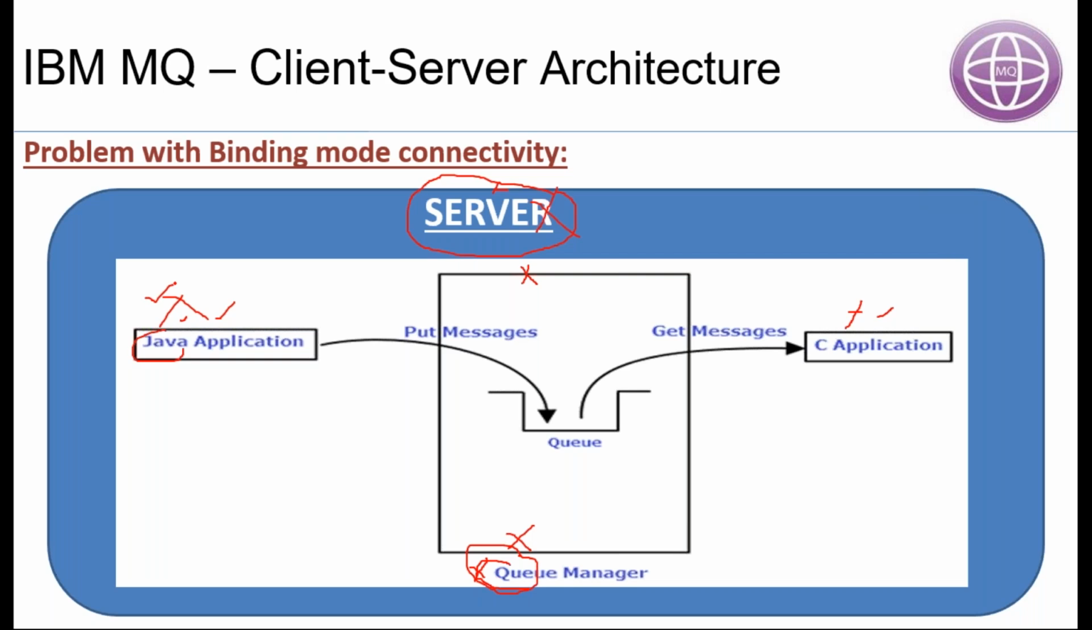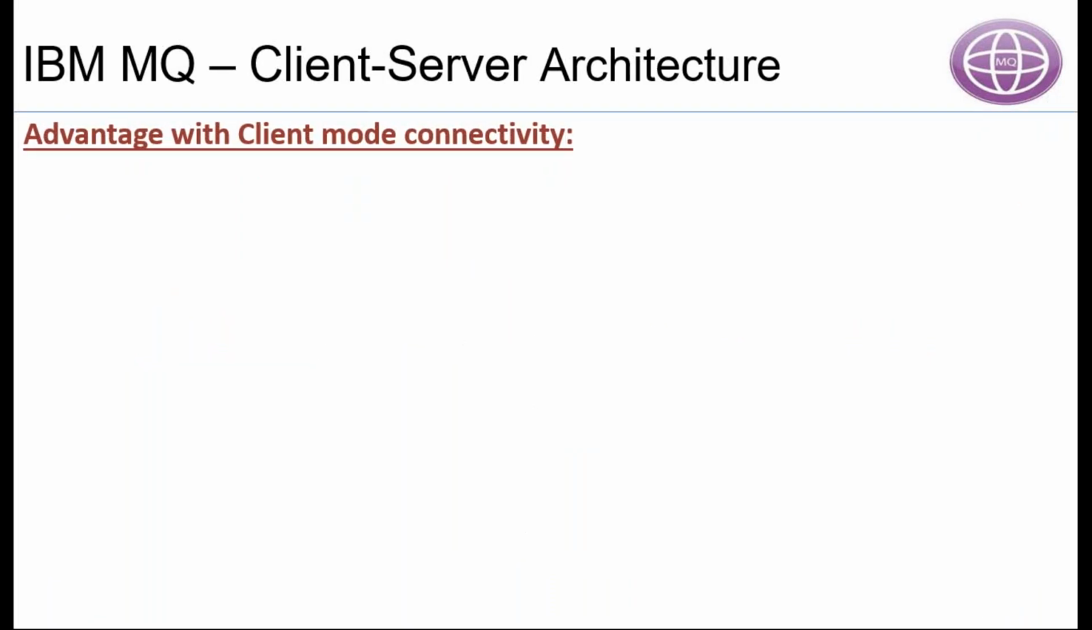This is another big problem with binding mode, because as all the services are running on the same machine, there could be dependencies. They can conflict with each other, they can fight with each other, so that one process may go down. I'm not saying this will definitely happen, but the chances are there. So running a real-time application, a real-time communication, in binding mode is really challenging. That is the reason we go with client mode connectivity.